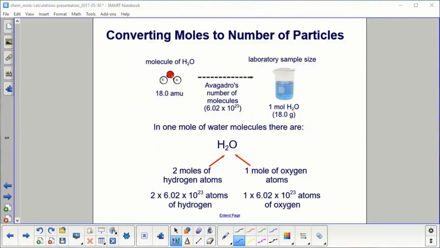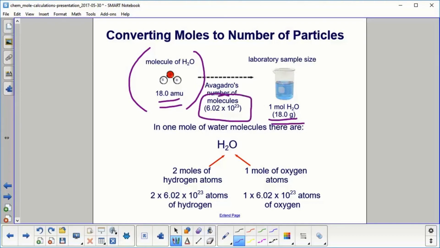Now we're going to convert moles to the number of particles we have. So recall, when we had 1 molecule of water, 18 AMU, in 1 mole of water, which is 18 grams, we had 6.02 times 10 to the 23rd water molecules. So in 1 mole of water molecules, this number tells us that we have 2 moles of hydrogen atoms and 1 mole of oxygen atoms. So to find out how many atoms there are, we multiply that by Avogadro's number. This tells us how many atoms of hydrogen we have, and this tells us how many atoms of oxygen.